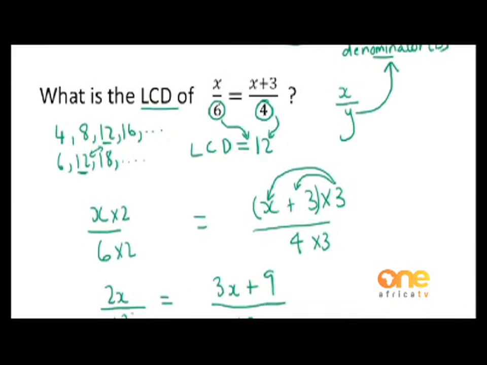So can you see we have the same equation? In other words, x over 6 equals x plus 3 over 4 is the same as saying 2x over 12 equals 3x plus 9 over 12. The only difference is that now we have the same denominators. In particular, we have the lowest common denominator on both sides.